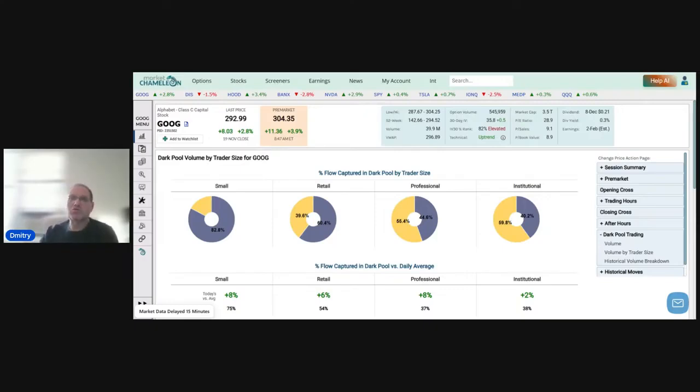So why did the dark pools then come into play? Well, then it became kind of unfair for those institutions that relied on anonymity. They didn't want to expose their orders so somebody could go and front run it, right? That wasn't their intent.